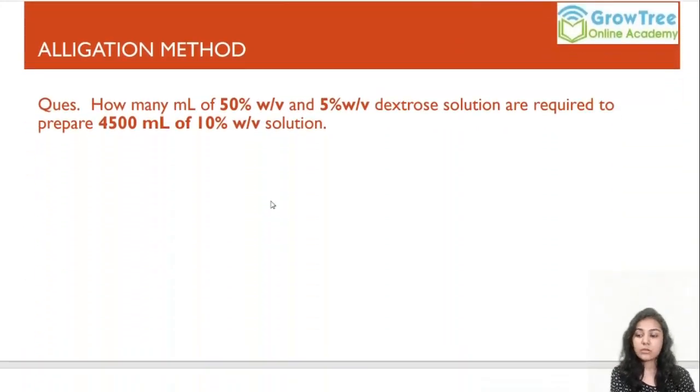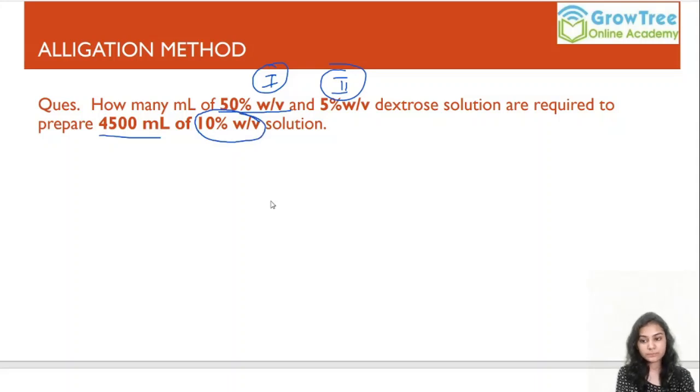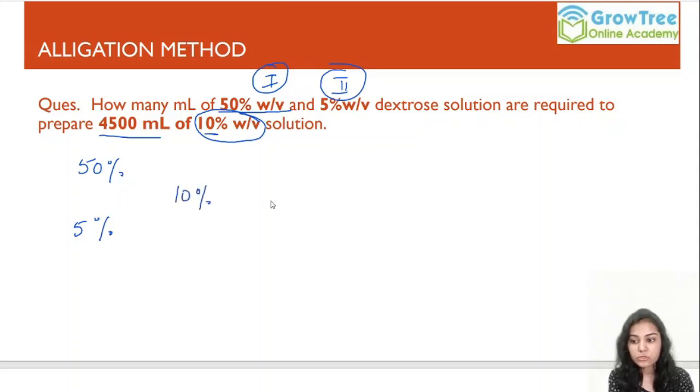So here's a question which says how many ml of 50% weight by volume and 5% weight by volume dextrose solution is required to prepare 4500 ml of 10% weight by volume solution. Here we have two solutions. The first one is 50% weight by volume solution and the second one is 5% weight by volume solution, and the desired solution which we have to make is 10% weight by volume solution.